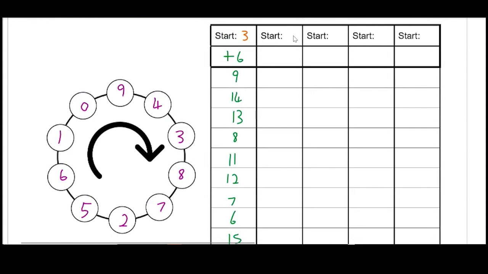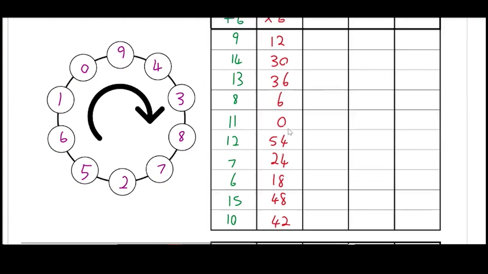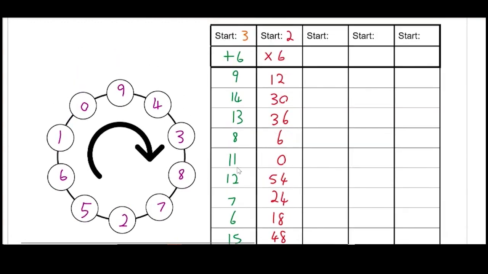I'm going to do another example. Let's just do, for example, let's start at 2 this time, and this time we're going to multiply by 6, right? So we're going to start at 2, we're going to multiply by 6, we get 12. We go to 5, we get 30. We go to 6, we get 36. We go to 1, we get 6. We go to 0, we get 0. We go to 9, we get 54. We go to 4, we get 24. We go to 3, we get 18. We go to 8, we get 48. We go to 7, and we get 42. Right, and we really need to develop fluency in this.